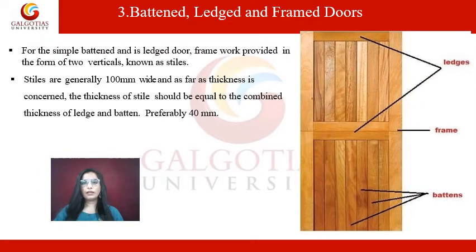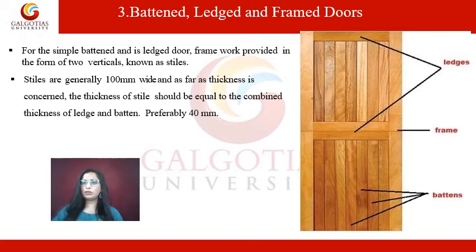Next is the batten latched and framed door. For the simple batten and latched door, the framework is provided in the form of two vertical members, which are known as the stiles. Stiles are generally 100 mm wide. As far as thickness is concerned, the thickness of the stile should be equal to the combined thickness of ledge and batten, preferably 40 mm.